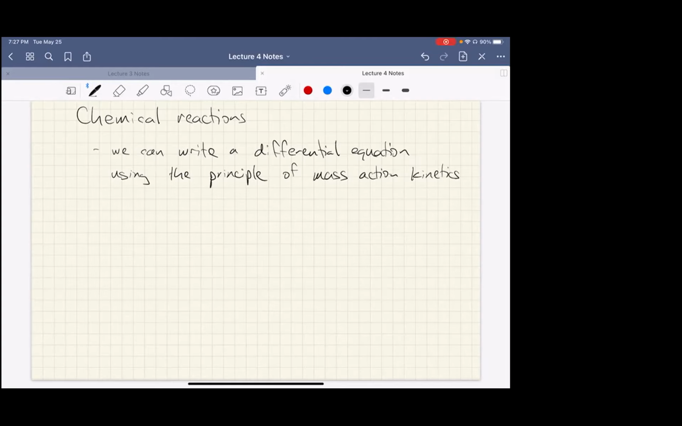Basically, what that means is that if I give you, for example, a synthesis reaction with the rate, I can immediately use that to write the differential equation. So the change in the product is equal to this constant times the concentrations of each of the components.